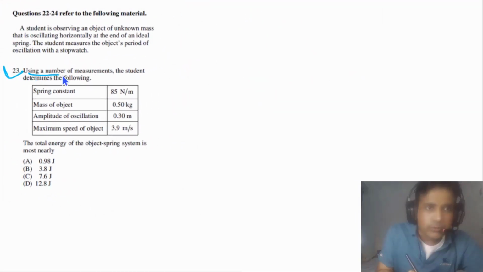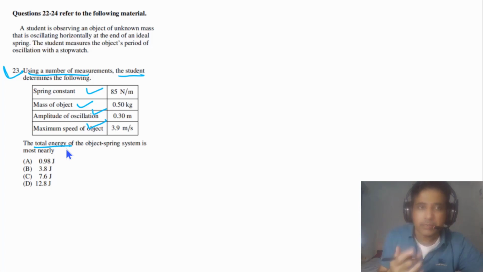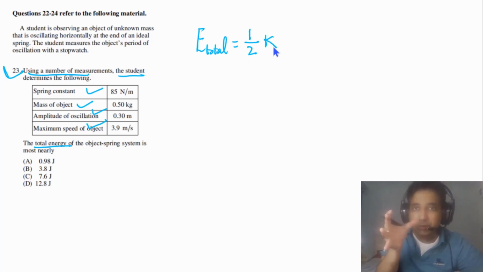Question 23 says, using a number of measurements, the student determines the following: spring constant, mass of object, amplitude of oscillations, and maximum speed of object. We need to determine the total energy of the spring mass system. We can determine the total energy in different ways. One way is to calculate it by EPE, meaning the total energy of the system is equal to EPE. So we can use 1/2 kx squared. In this case we are talking about the maximum energy, meaning the total energy, so x is the amplitude.